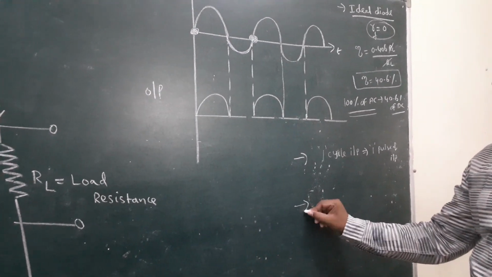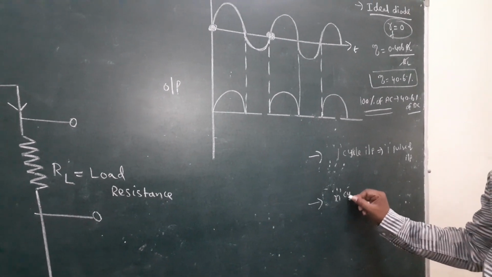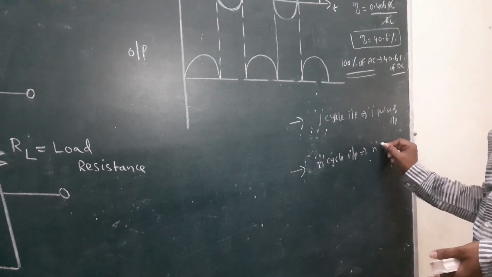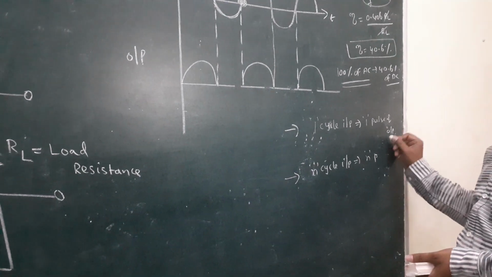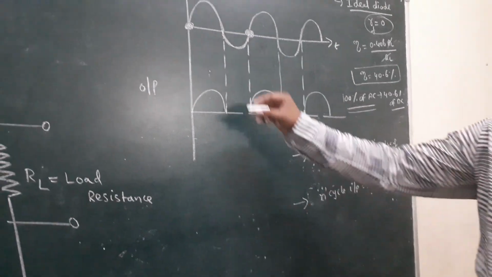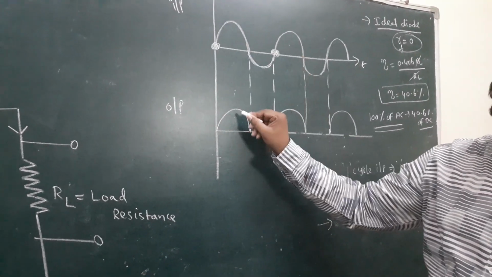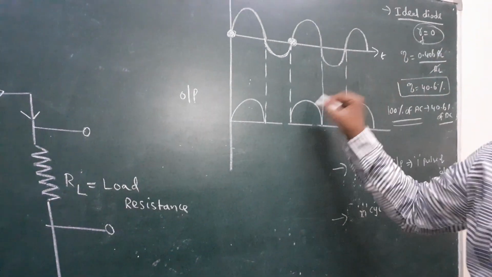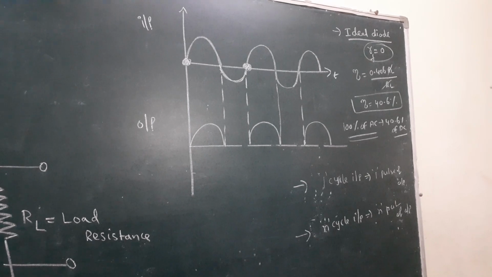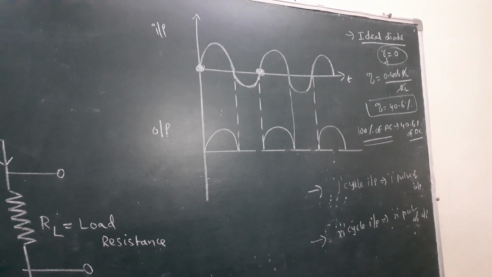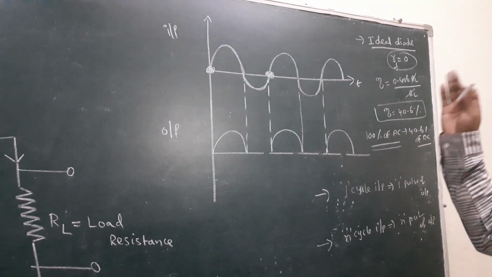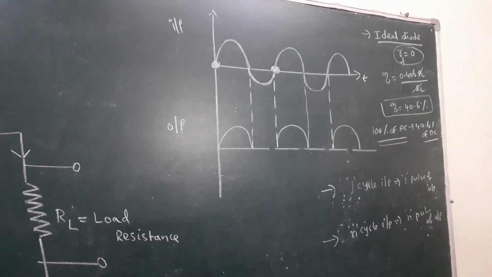For example, if I take n cycles of input, automatically we get n pulses of output. Once again, one cycle gives 1 pulse, 2 cycles give 2 pulses, 3 cycles give 3 pulses, n cycles of input give n pulses of output.